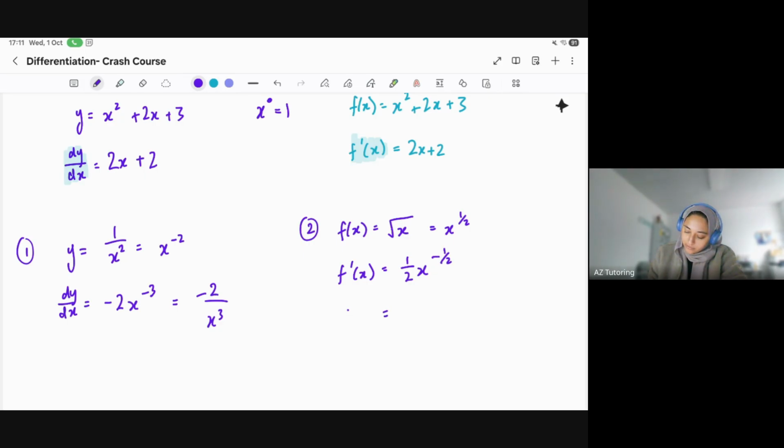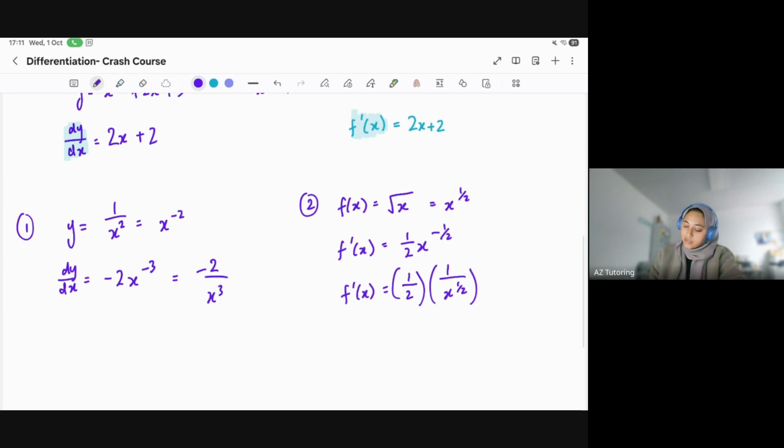Let's rewrite that. So I've got a half. I'll leave that for now. Let's deal with this. We've got x to the power of minus half, which is 1 over x to the power of a half. This x to the power of a half is the square root of x. So I could just say 1 over 2 root x.